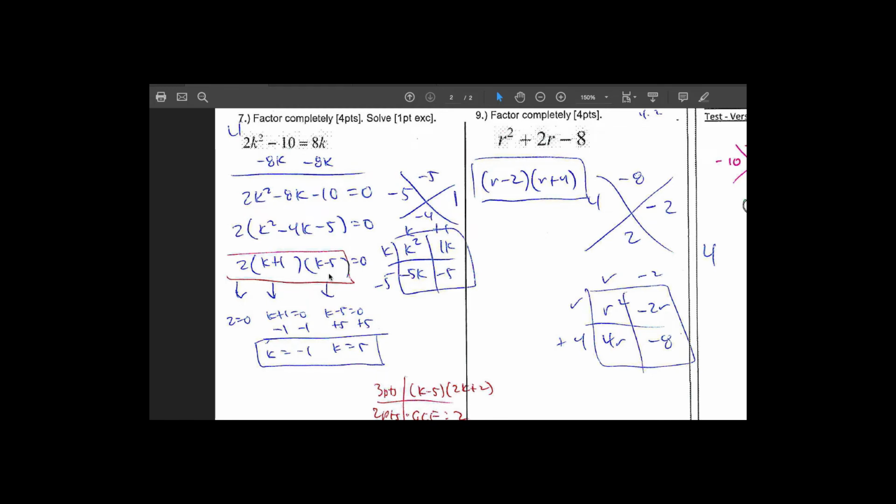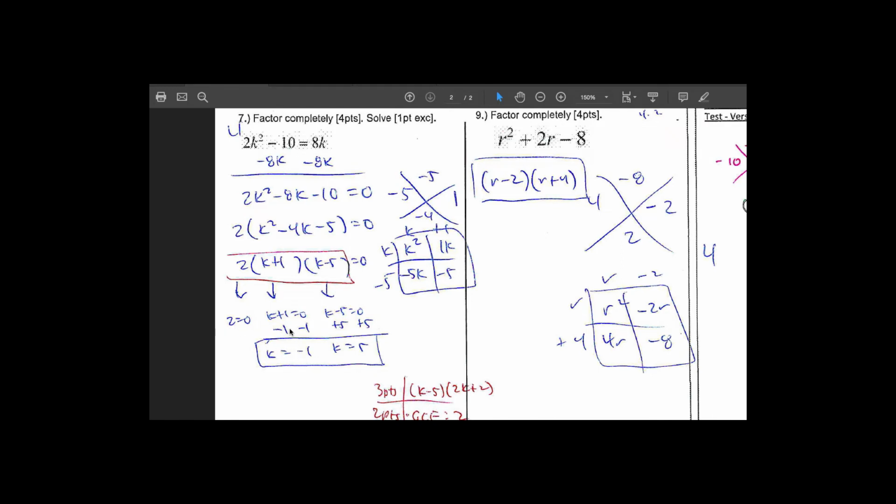Okay, how do you solve? Well, you apply something called the zero product rule, which means you set each of these factors equal to 0. So 2 equals 0, k plus 1 equals 0, and k minus 5 equals 0. 2 can never equal 0. That's not a solution, so you can cross that off.